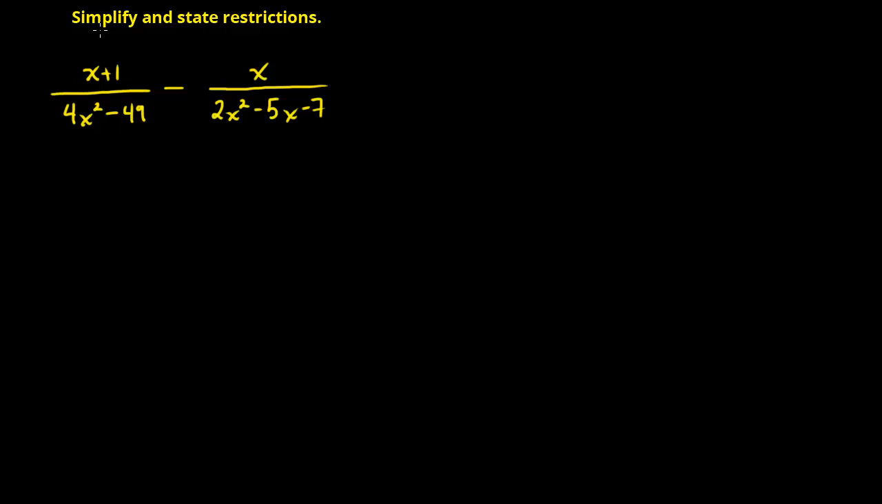Hi everyone, in this video we're asked to simplify and state restrictions. So here we have two rational expressions that we're subtracting: (x + 1) over (4x² − 49) minus x over (2x² − 5x − 7). So the first thing that we're going to do is factor.